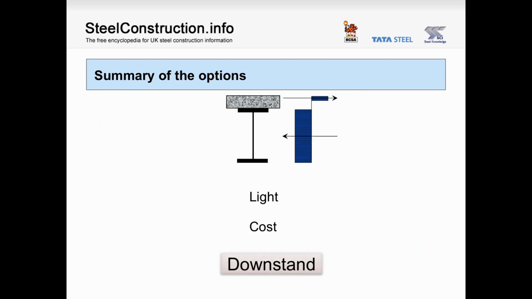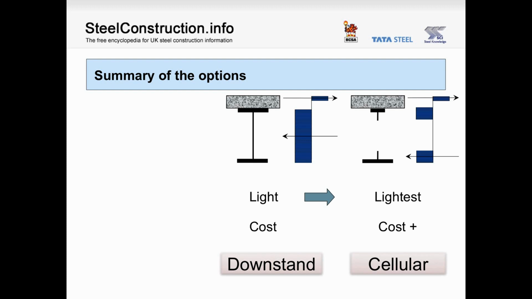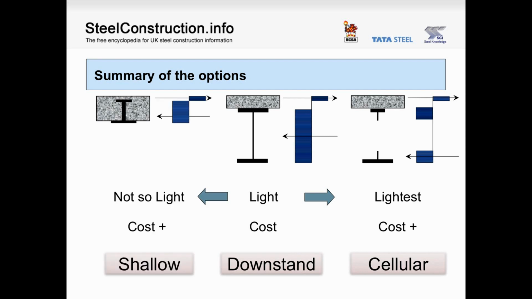Summarising the different options then. Downstand composite is the lightest form of construction, low cost and structurally efficient, as can be seen from the stress diagram and the depth to the centroid of the tensile stress block. Cellular construction is the lightest form of construction, but comes with additional fabrication to form the section. But the structural efficiency is demonstrated by the increased depth to the centroid of the tensile stress block when compared to the downstand composite system. For shallow floor, structural efficiency is restricted by geometry, resulting in smaller depth to the centroid of the tensile stress block, which results in a heavier section and therefore a more expensive system than downstand composite.